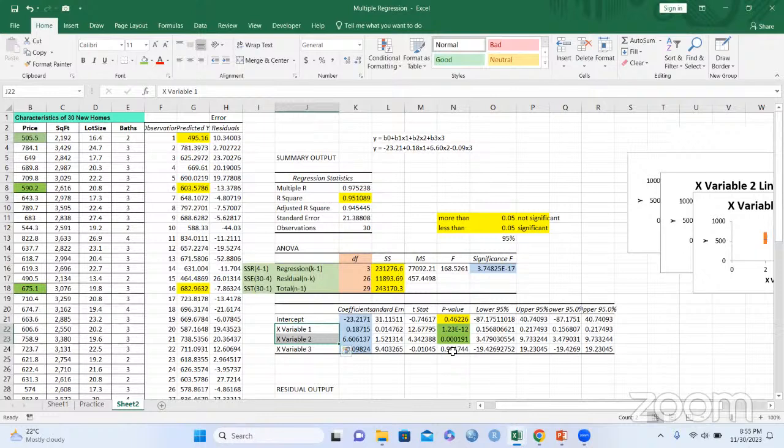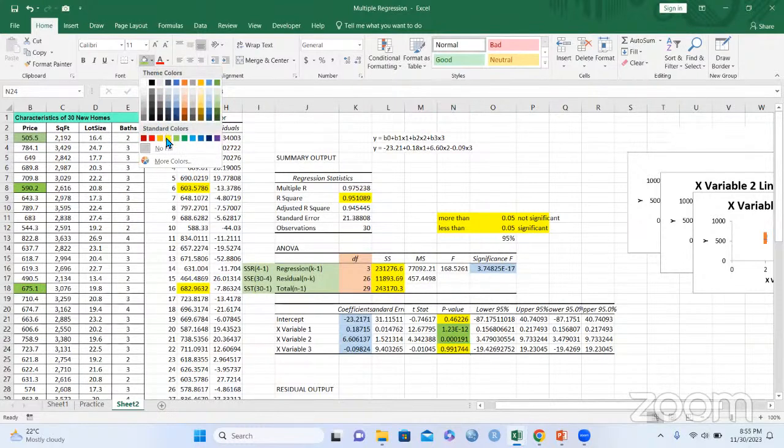And coming to the x3 variable, it is 0.99. Is it significant or not? 0.99, it is more than 0.05. So it is not significant. So only these are significant. Intercept is not significant. Even this x3 is also not significant. x2 is significant because 0.00001, triple zero, yes, triple zero.